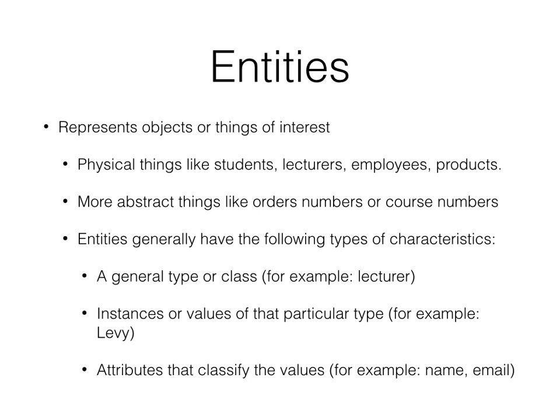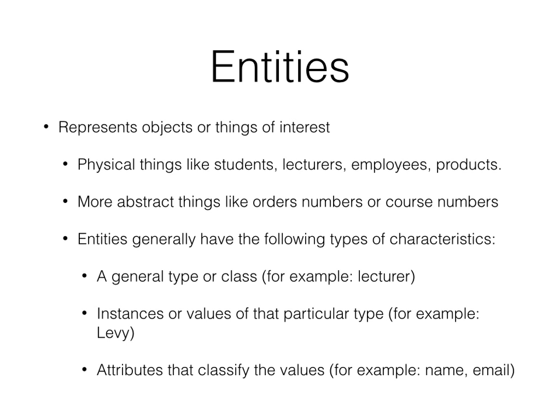Entities generally have the following types of characteristics in a very general sense. They have a type or class. You classify your entities as lecturer, right, where you have a table of lecturers. And then they also have instances or values of that particular type, where one record or an instance would be me, lecturer Levy. And then also the third type of characteristic that entities have are attributes that classify the values. So for example, name, email, first name, last name, phone number, office hours, things like that.